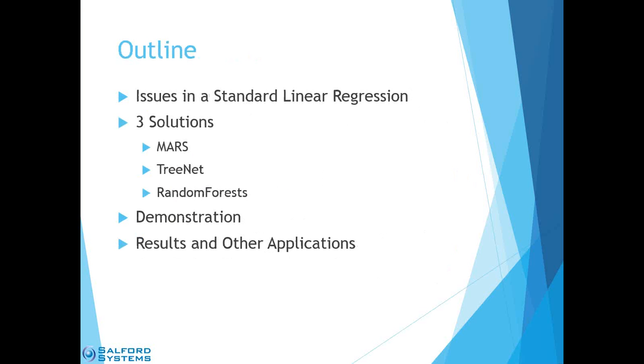So just a quick outline of what I'm going to be showing you today. First, I'm going to go over some of the issues that you may come across in a standard linear regression. And then I'm going to talk about the 3 solutions that we have for those issues. And that is Mars, TreeNet, and Random Forest. And I'm going to talk about how those tools can solve the problems that you might be coming across. Then I'm going to do a hands-on demonstration. And this webinar is going to be more of a demonstration than going over the actual theory behind these solutions. And finally, I'll be talking about the results and some of the other applications of these models.